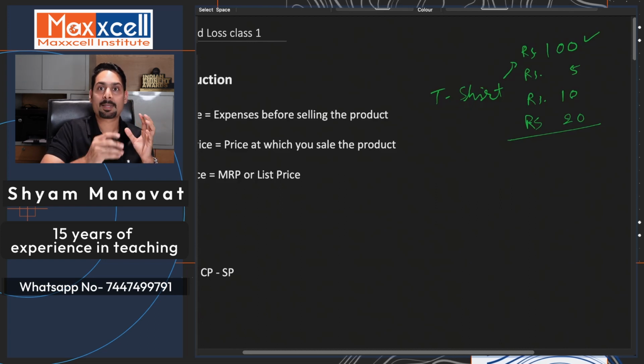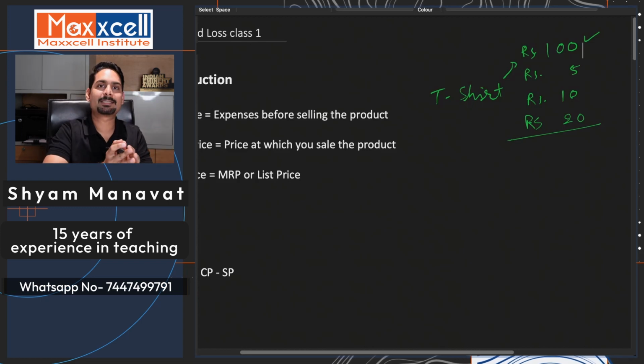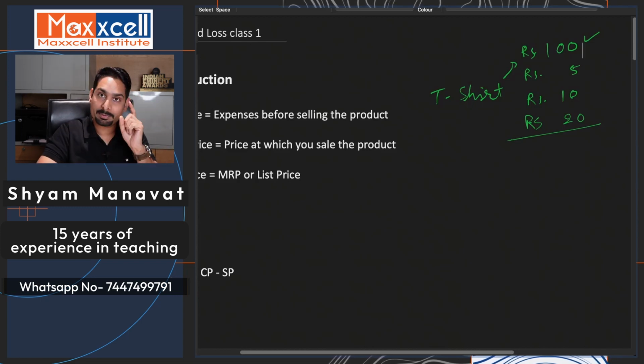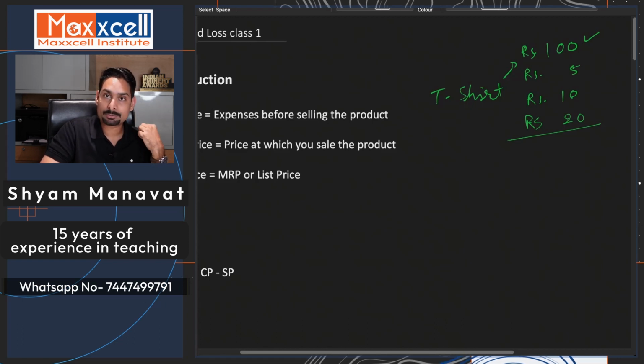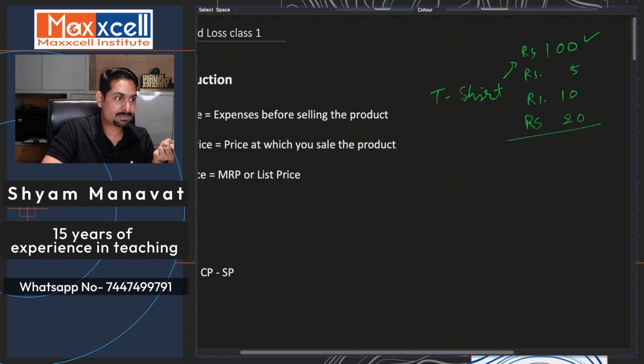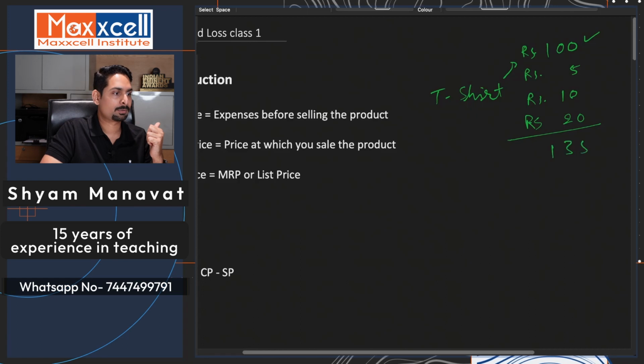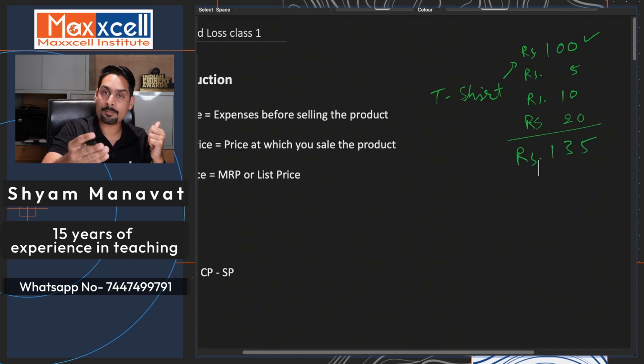The answer is no. The cost is inclusive of all the expenses before you sell the product. So before you sold the t-shirt, you spent 100 rupees to buy the t-shirt, 5 rupees for transportation, 10 rupees for packaging, and 20 rupees on marketing. So the total is 135. So the cost of this t-shirt for you is going to be 135 rupees.